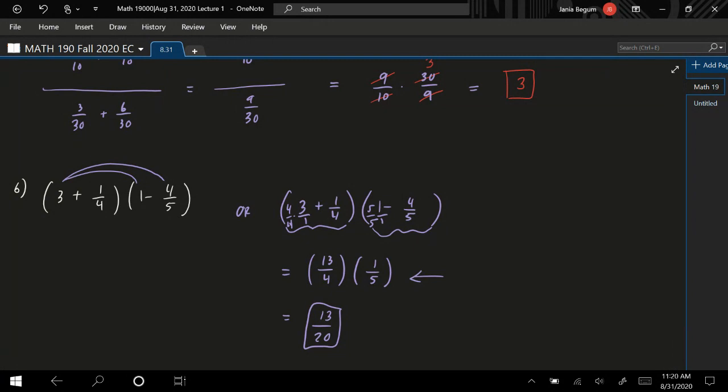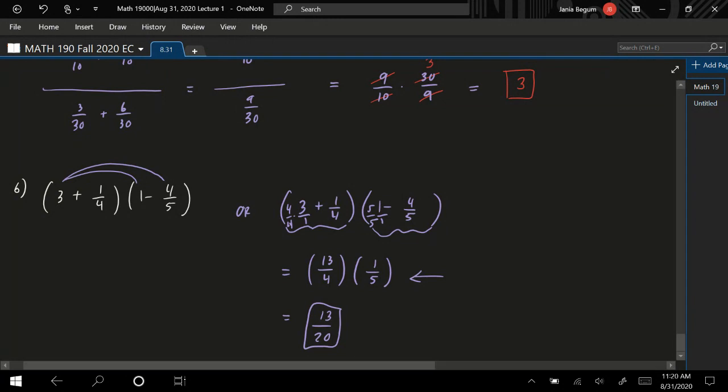And then again, if you want to check if there is a factor in common, there isn't, because 13 has no other factors. It's just 13 and 1. 20 is 4 and 5. So that would be the final simplified answer.